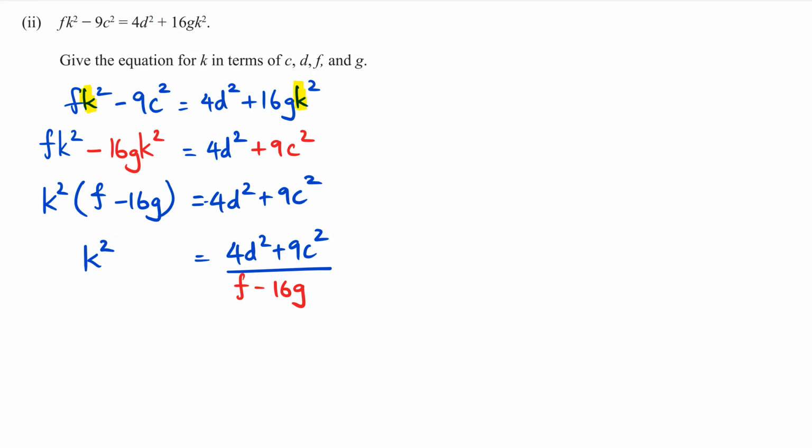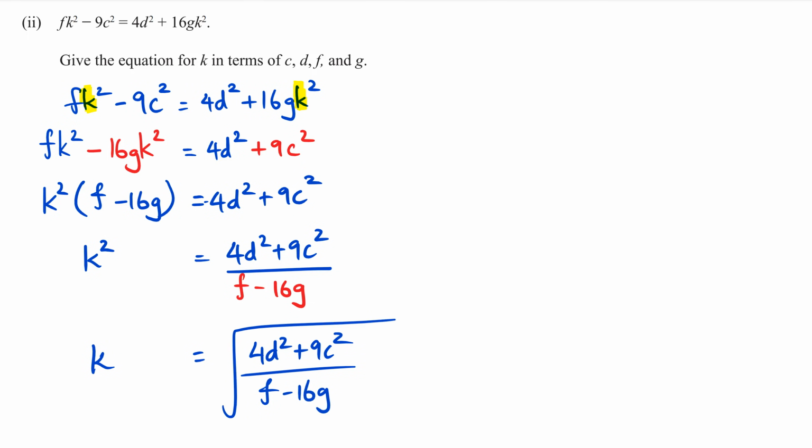And of course, remember guys, they want K by itself. Right now we have K squared, so we're going to write this as K is equal to the square root of 4D squared plus 9C squared divided by F minus 16G. Now, I always get in the habit of this, and I would always recommend you, anytime you're taking a square root of something, just always put that plus or minus in there.